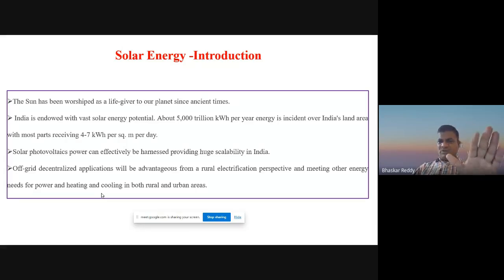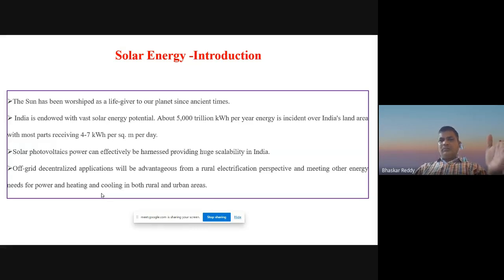But now, even though solar has more advantages, wind also has advantages, and tidal power also has advantages. But today we are concentrating only on solar, because it is a God's gift. The energy which is coming from solar is a God's gift.